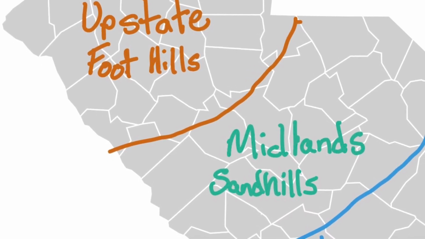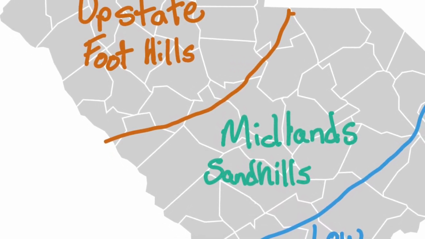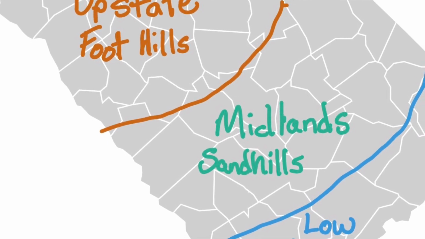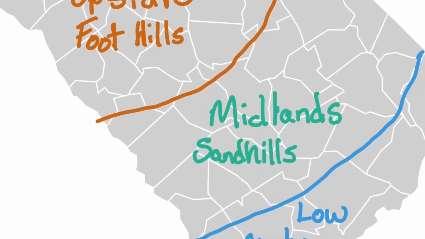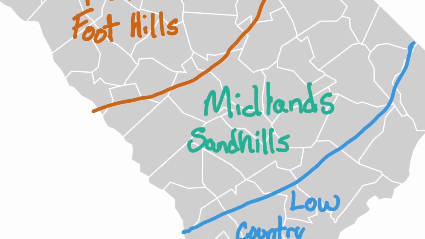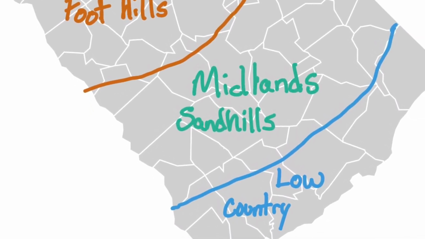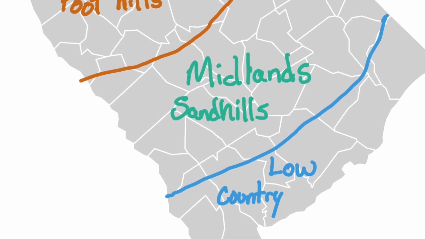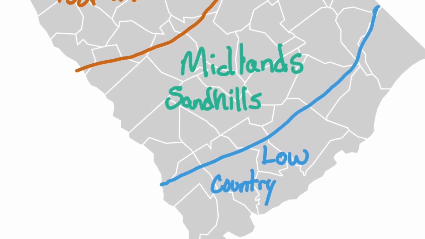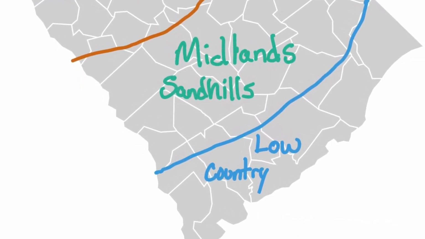The indigenous populations were the Cherokee, the Catawba, and the Yamasee. And these three major tribe groups also followed the regions of South Carolina. You had the Cherokee in the upstate, you had the Catawba in the Midlands, and also parts of the upstate, and then the Yamasee were in the low country and coastal region.